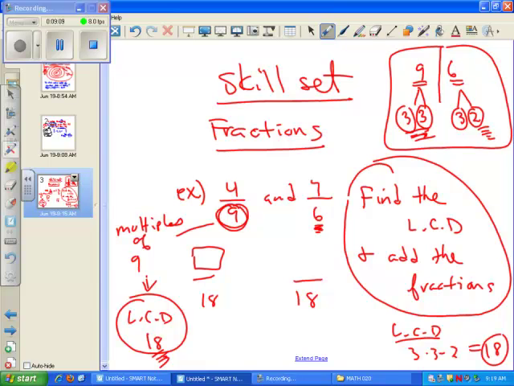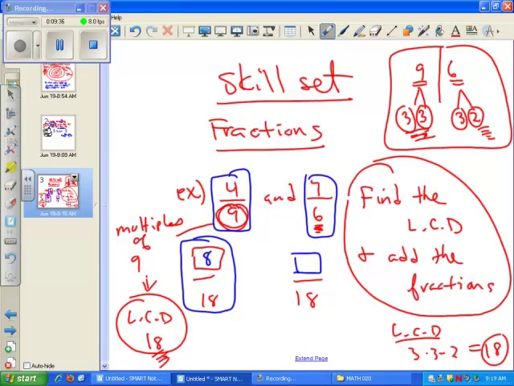I'm going to play devil's advocate. How come 9 times 6, which is 54, how come 54 isn't the LCD? It's not the least, but it's a common denominator, and you could use it, but you'd get stuck reducing at the end. These are excellent questions, guys. Okay, so 4/9 is equivalent to something out of 18. Good. And 7/6 is equivalent to something out of 18.